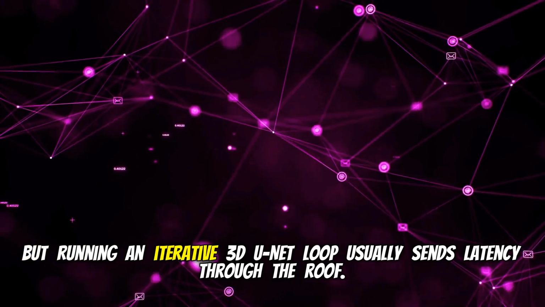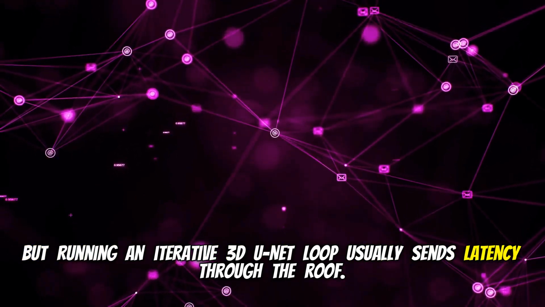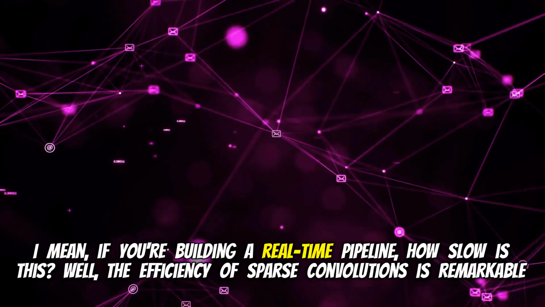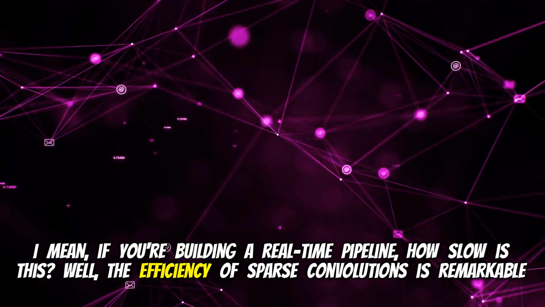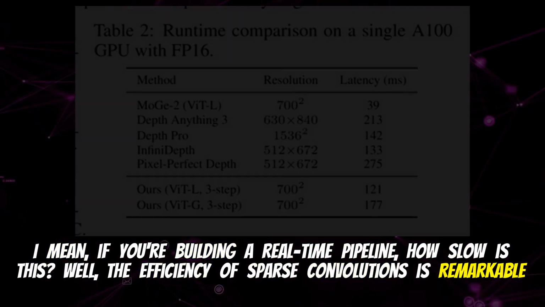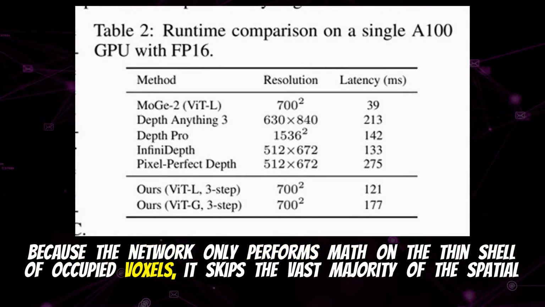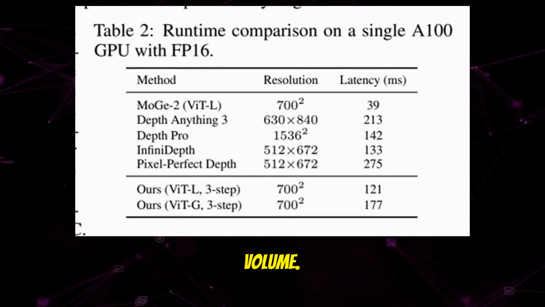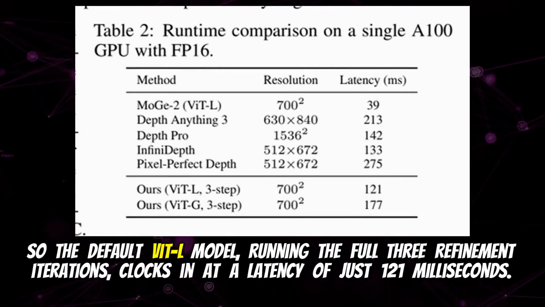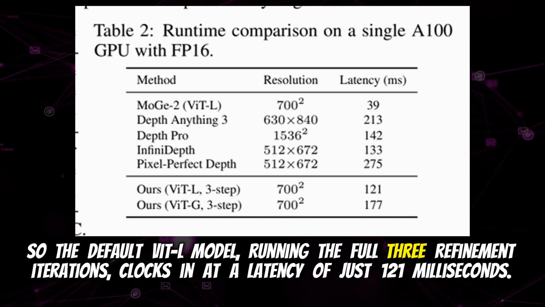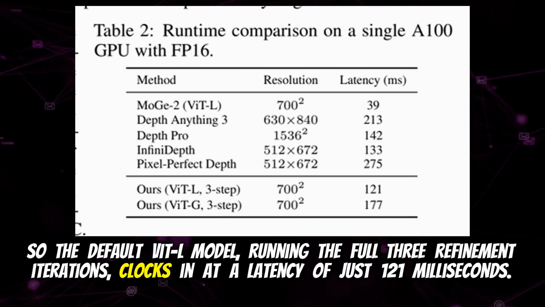But running an iterative 3D UNet loop usually sends latency through the roof. I mean, if you're building a real-time pipeline, how slow is this? Well, the efficiency of sparse convolutions is remarkable here. Because the network only performs math on the thin shell of occupied voxels, it skips the vast majority of the spatial volume.